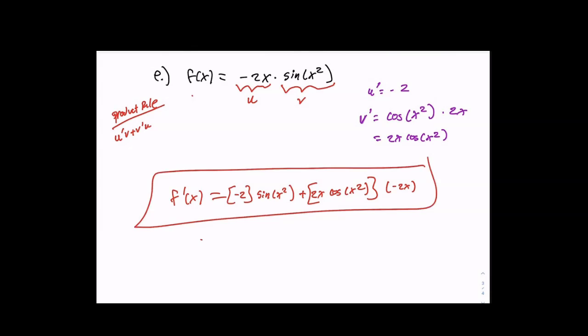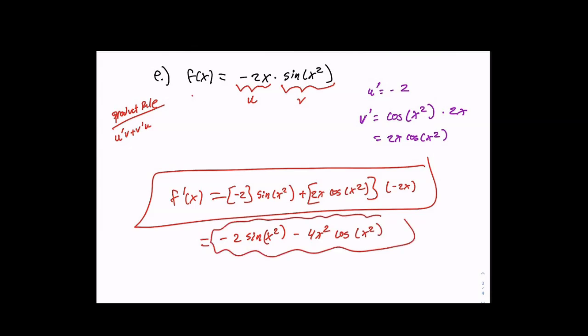You can put that into Delta Math. It'll give you the cleaned up version: negative 2 sine of x squared minus 4x squared cosine x squared. Just multiply the 2x times the negative 2x.